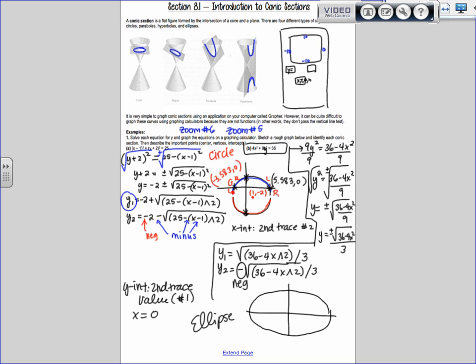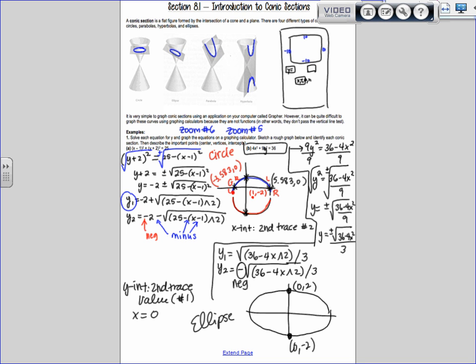So when you hit x equals 0, what does it give you for this ellipse? 2. It gives you 2. So you have 0, 2. And then what about down here? Yeah, how do I get that to show up? You just arrow down. If you arrow down, it will give you the other y value. Does that make sense? It takes you to the other curve. So you have 0, -2.